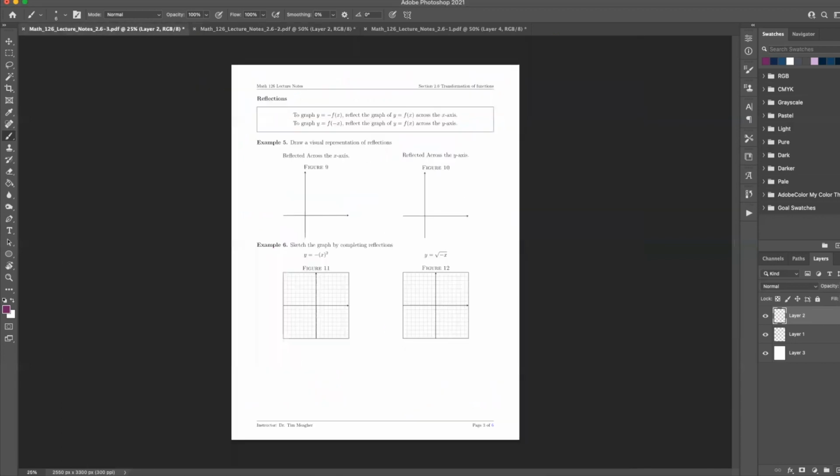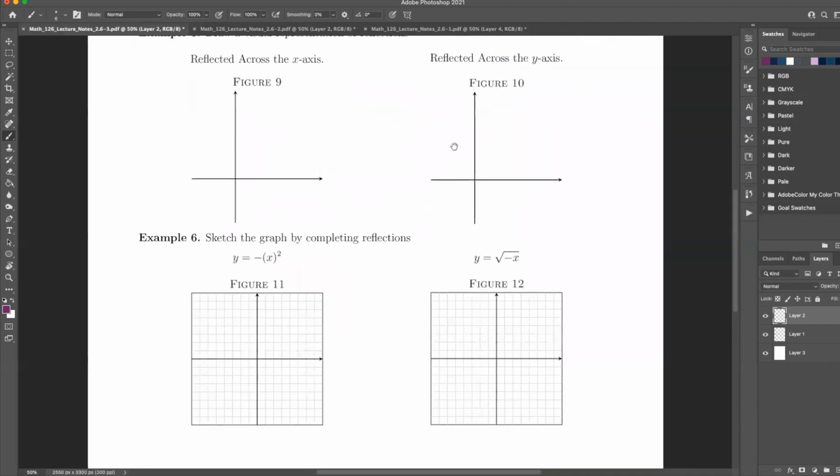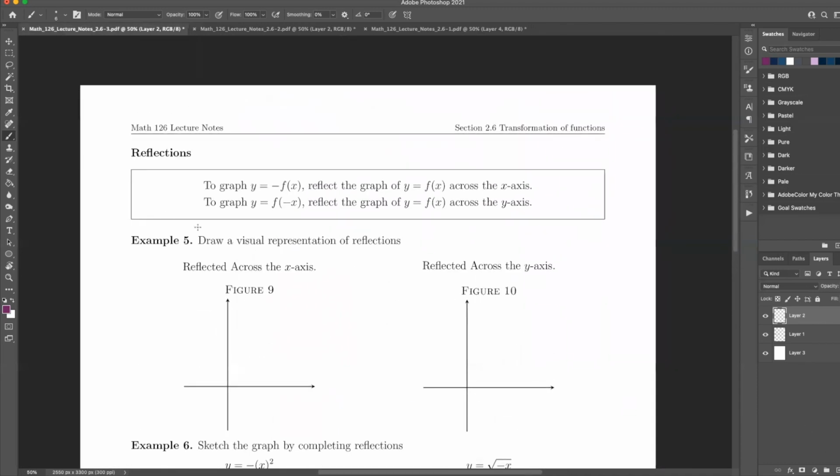All right, so let's do reflections. So here, if we have negative f of x, we reflect it across the x-axis. So if it was positive, it's now negative. If it was negative, it's now positive. And here, negative f of x is a reflection across the y-axis. So here, instead of driving the car forward, you drive it backwards.